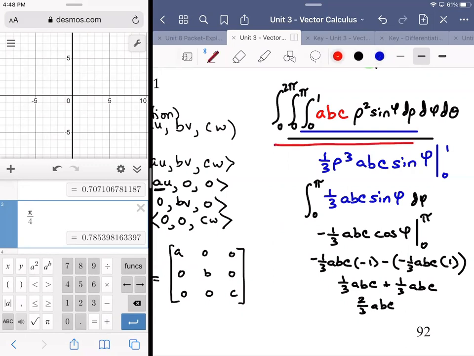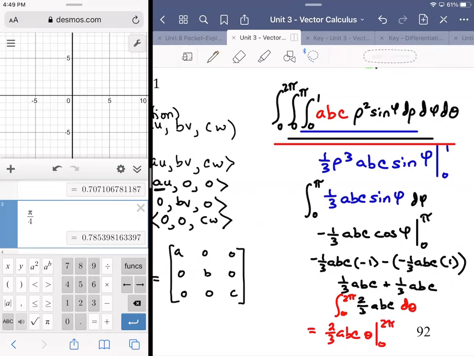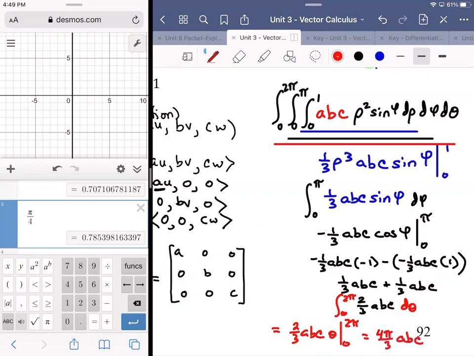And then from 0 to 2 pi, we're integrating with respect to theta. And so we're just going to slap on a theta here. So 2/3 ABC theta over the interval of 0 to 2 pi. Let's clean that up. So we're looking at, is that 4 pi over 3 ABC as a general rule.